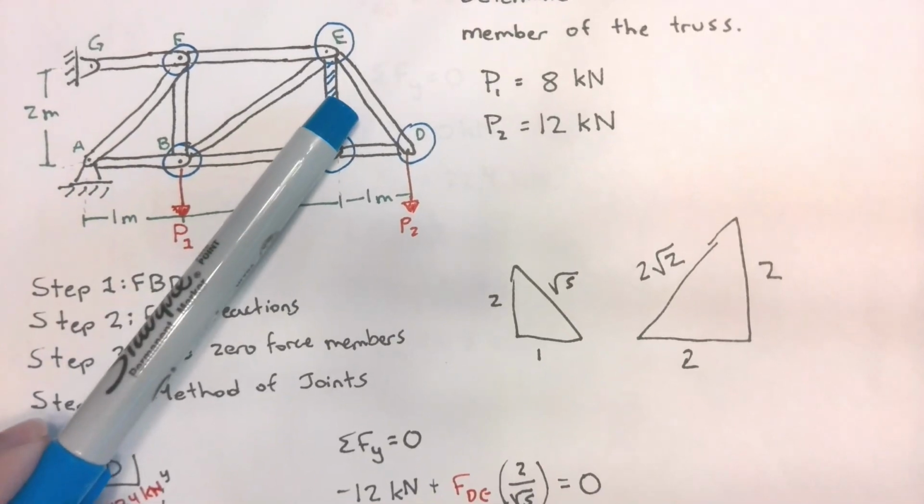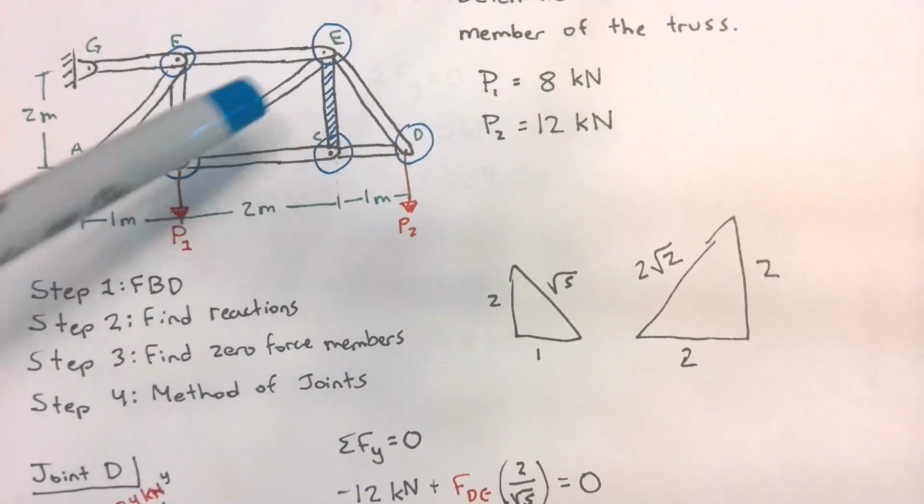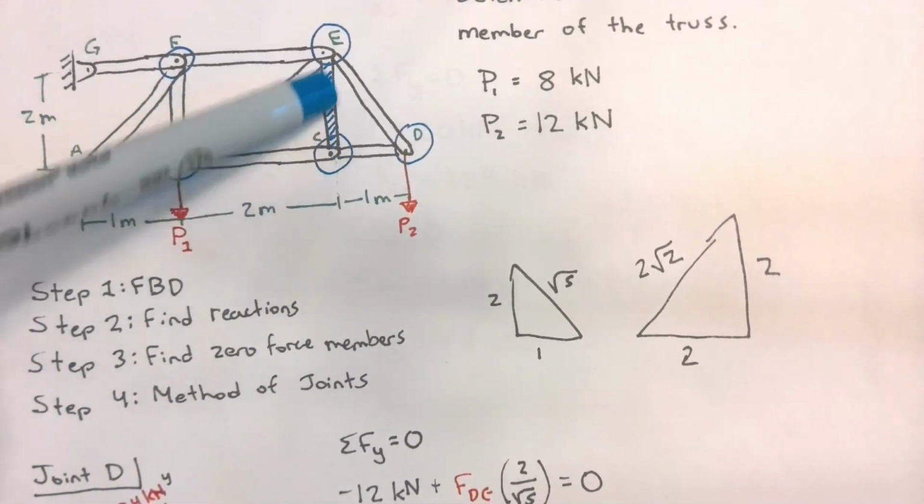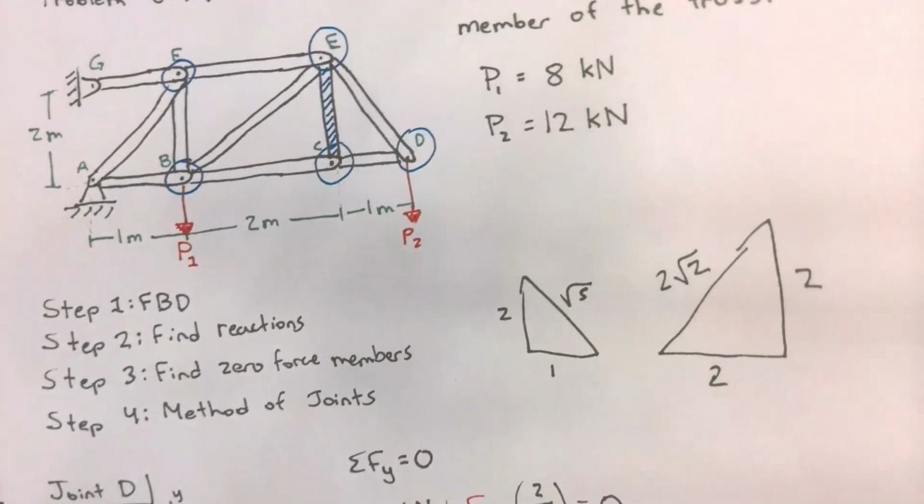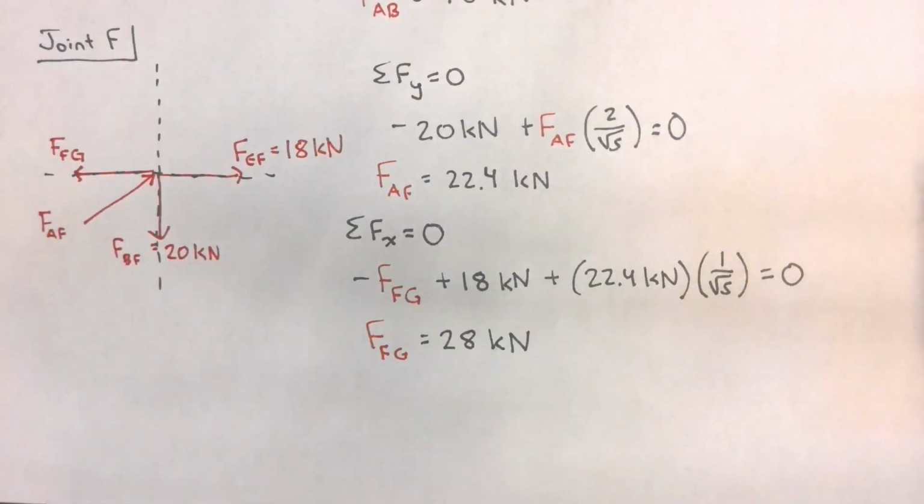We know that this is a zero force member, so make sure you identify it, or maybe cross it out, or just find a way to identify it as a zero force member, okay? And that's it. Any questions with this problem?